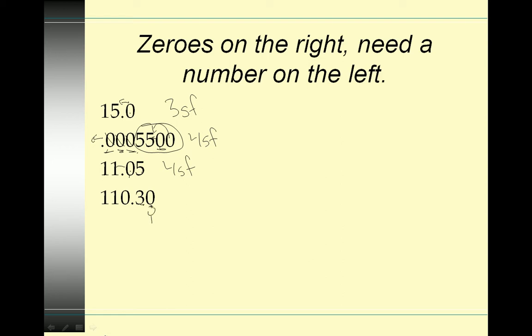This is a zero on the left. Zeros on the left need a number on the right. This one's a yes, too. 1, 2, 3, 4, 5. 5 sig figs.